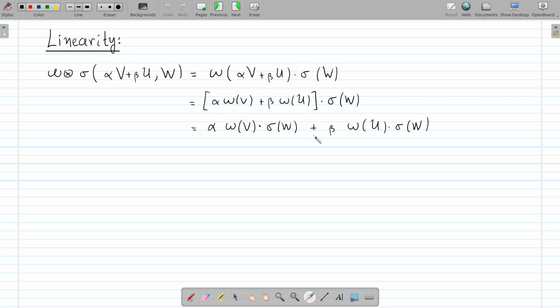So if we expand this and do trivial algebra, then we have the contraction of omega with v times the contraction of sigma with w, and omega with u times the contraction of sigma with w there. But the product of those contractions is the action of the tensor product of omega and sigma on v and w, and on u and w. So linearity has been proven.